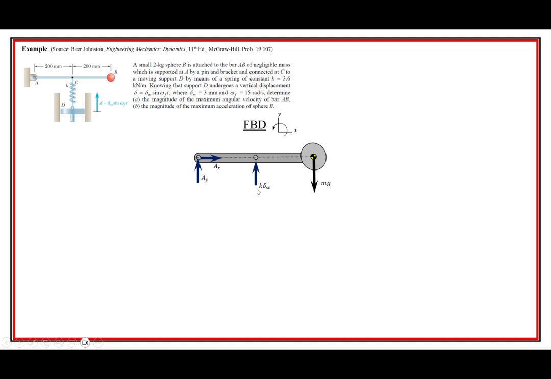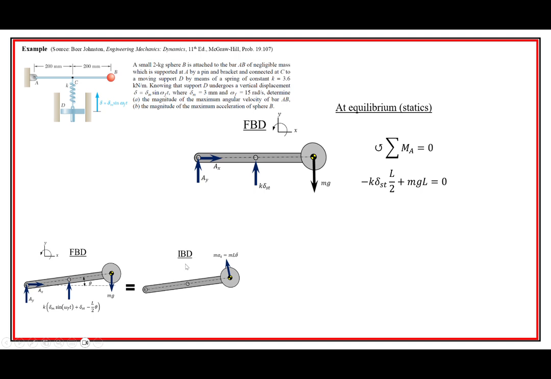So in order to do that, the spring had to be compressed a little bit, the static deflection. To find that, you would have at equilibrium the moment about A, and we would get this relationship. And we don't need to go any further right here than to just leave it like that, because we'll make a free body diagram and an inertial body diagram for the part in an arbitrary displacement.